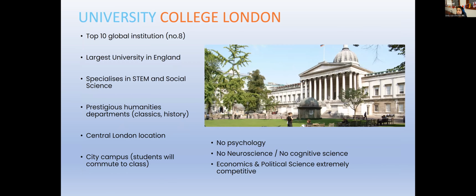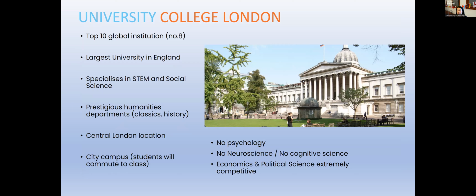The next university I'm going to highlight is University College London. This is, again, one very prestigious, very well-known university internationally. It's actually the largest university within England. And again, it has that central London location where you are not on a set campus. You just have buildings throughout the city.